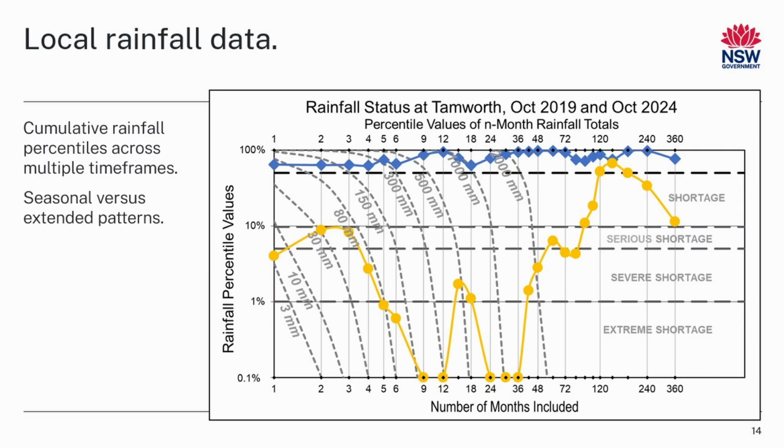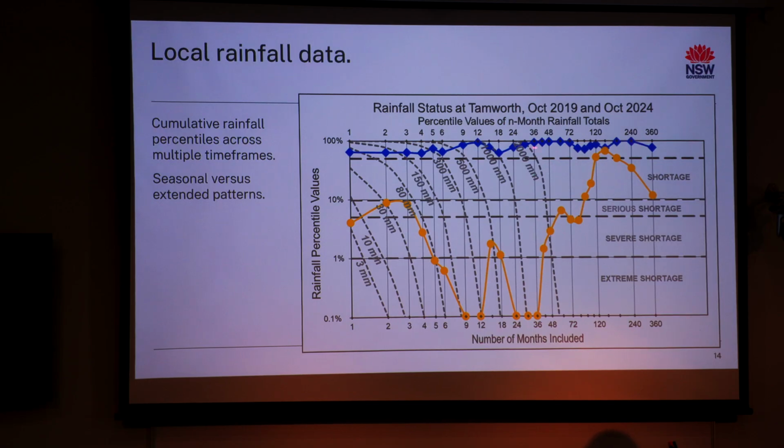So our blue diamonds, you've already seen that because it's October 2024, and as I've said, all the rainfall tallies over all those different periods are above the median. They're above normal conditions. The yellow dots was the state at October 2019. So really the peak of that drought, absolute peak.